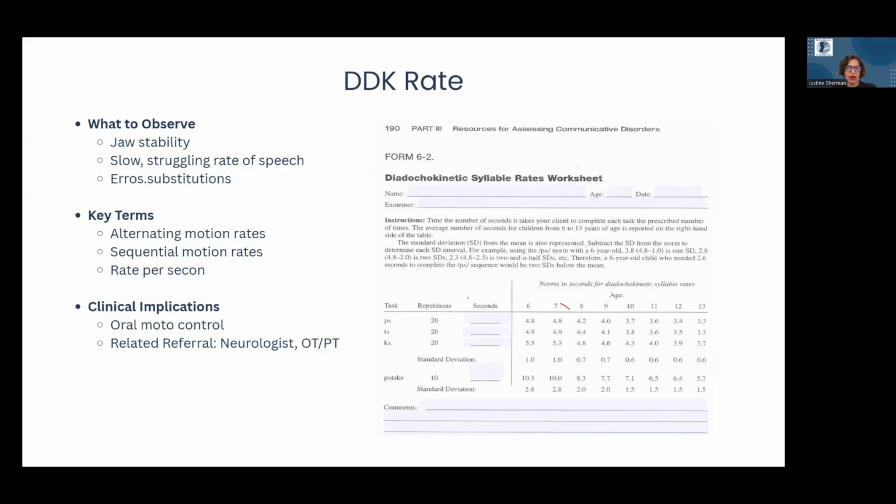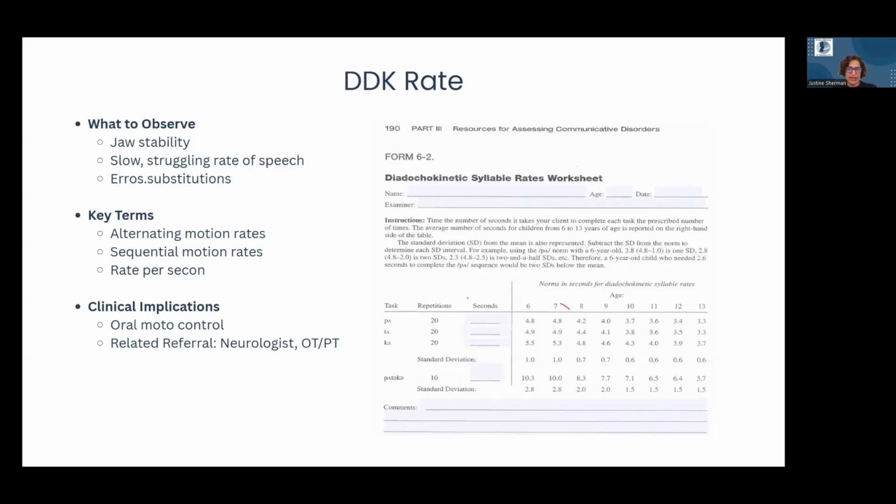So when we're interpreting our DDK findings, we're looking at slow, imprecise AMR and SMR. That could be possible dysarthria or weakness. If we have adequate AMRs but poor SMRs, that's motor planning or sequencing deficits. If we have irregular rhythm or fatigue breakdown, that could be neuromuscular involvement. So our clinical red flags are markedly slow or irregular rate, increasing distortion with speed, and inability to maintain the rhythm. When SMRs are harder than AMRs, that's showing coordination difficulty.